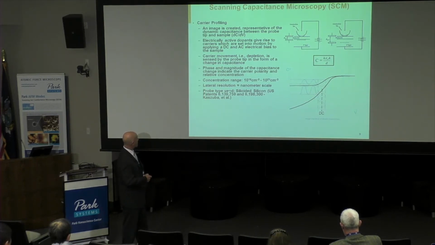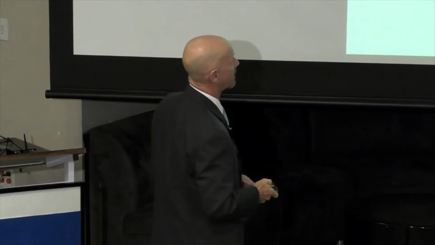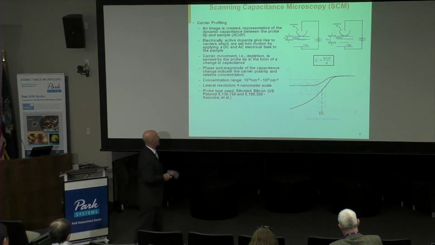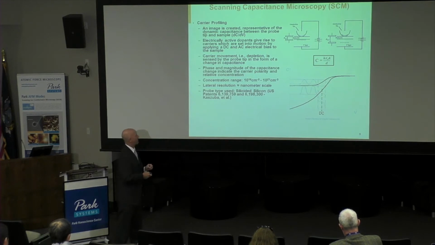And the tips that we're using now are silicided silicon tips. In other words, it's a conventional silicon tip onto which a metal has been deposited. Then you anneal it to create a silicide. Silicide is conductive, and it's strong, and it retains the sharpness of the tip. So some of the highest resolution work now is done with silicided silicon tips. So that's scanning capacitance microscopy.